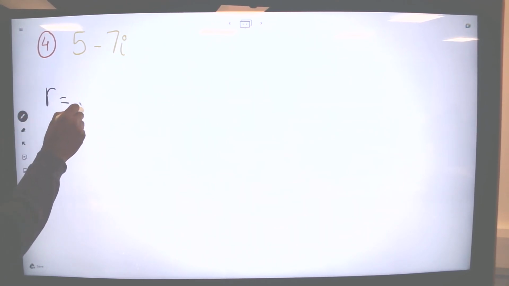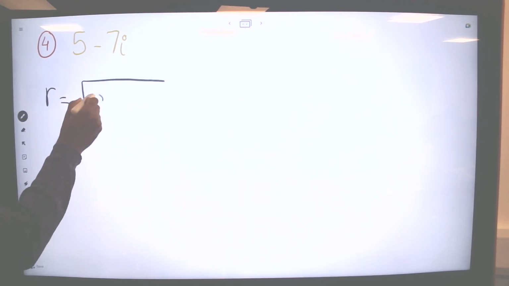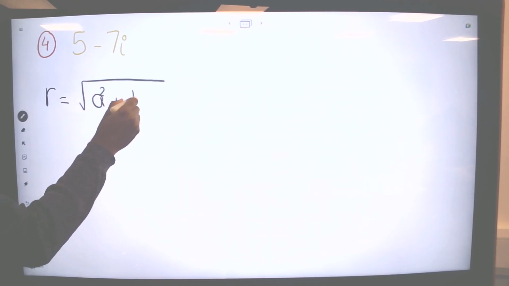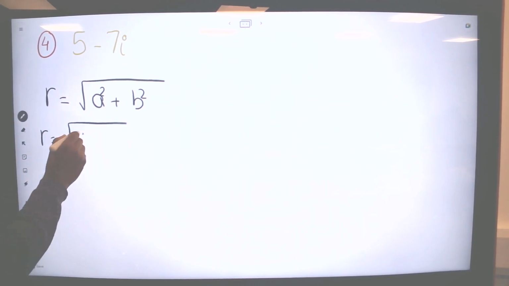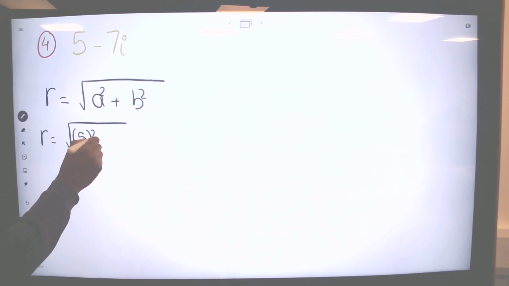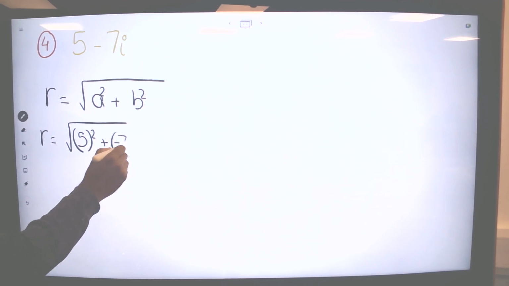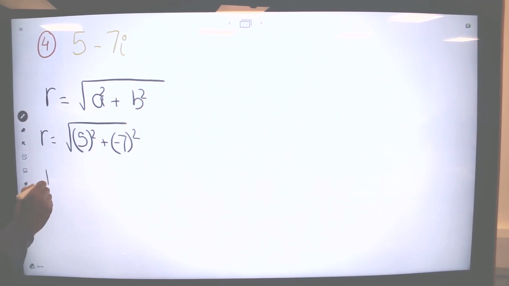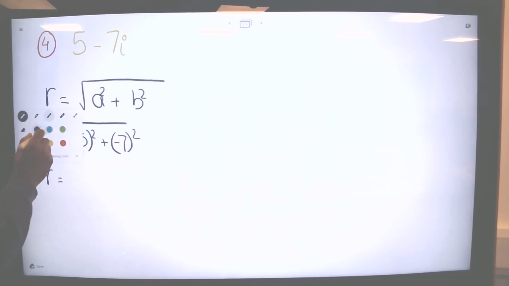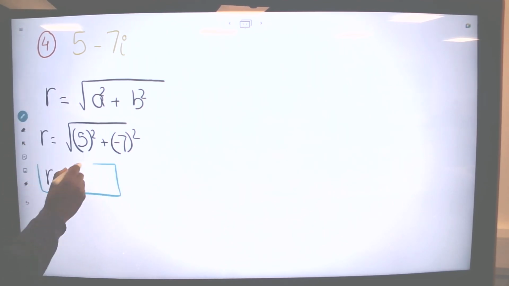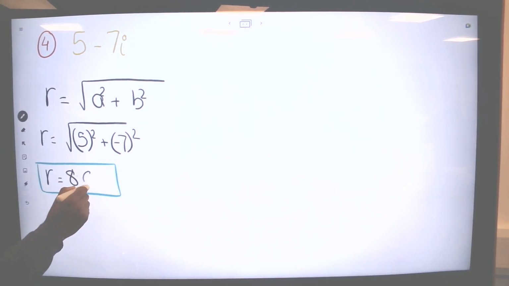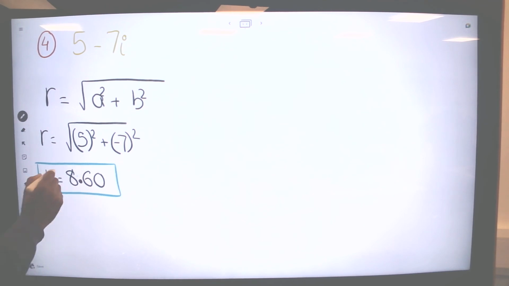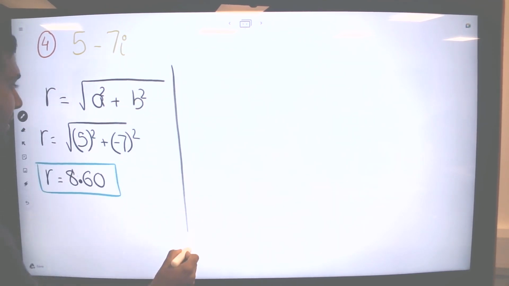R is square root of a squared plus b squared. You guys know that formula. R is 5 squared plus minus 7 squared. Can someone give me the value for r, please? 8.60. 8.60. Thank you. Okay, so r is done.